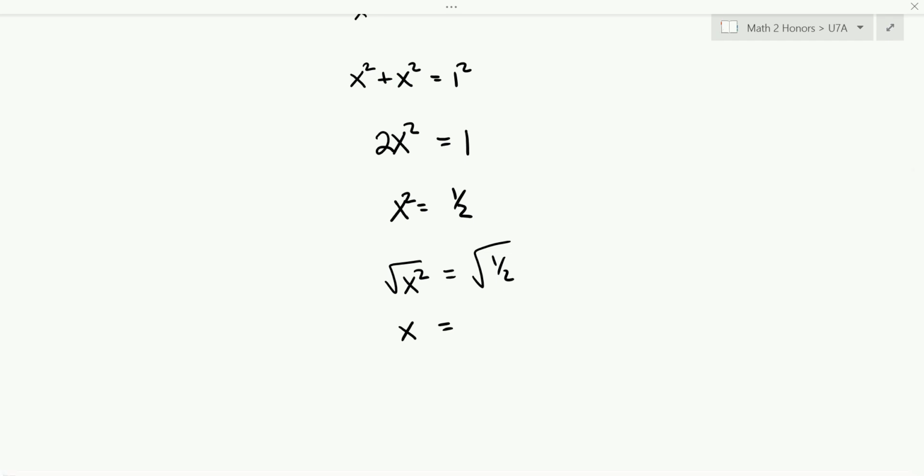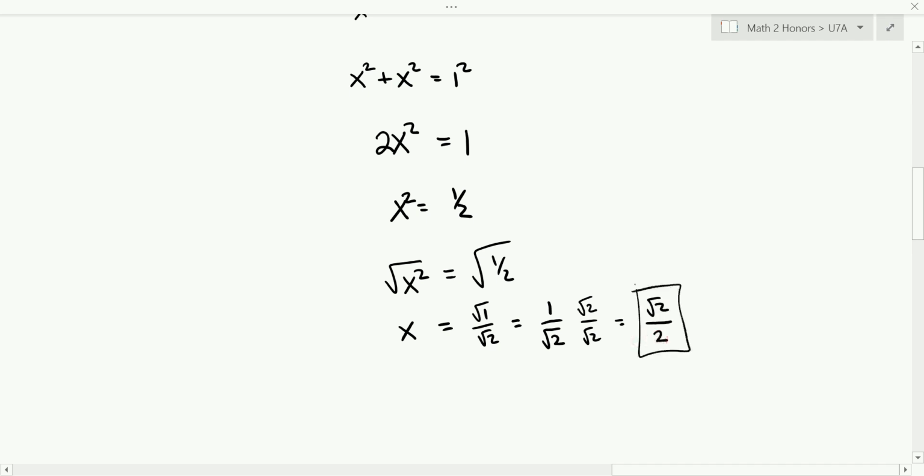We can't leave it like that because the 2's in the denominator, right? So you could split it up to square root of 1 over square root of 2. Square root of 1 is 1, right? Square root of 2 is, we don't know. It's irrational. And so then you multiply top and bottom by root 2 over root 2. And you end up with root 2 over 2. Okay, so that is the length of x. Square root of 2 over 2.